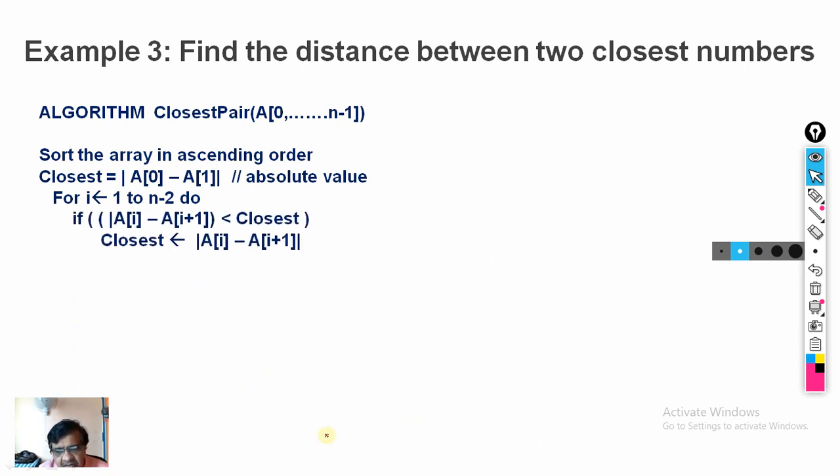I will leave it to my respected viewers, and they will be able to do this. You need to put sigma and find out, but that's not required. Anyway, this will also come out to be the complexity of the sorting algorithm that we might have used. Therefore, this also belongs to big theta of n log n.